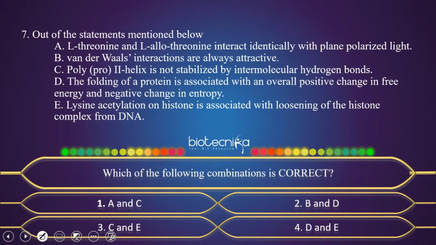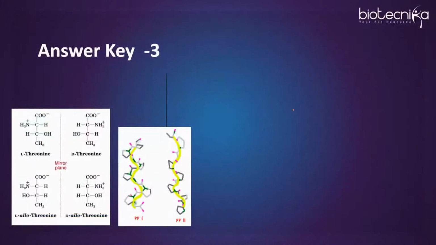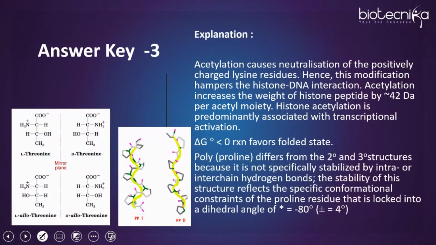Van der Waals interactions are repulsive at a distance lesser than 5 angstrom between atoms. And third one, this is also correct. We know acetylation on histone is associated with loosening of the histone complex from DNA, because acetylation is done on the lysine groups, which were supposed to be having positive charge, and that was giving the histone a positive charge, which was able to bind the negatively charged phosphate backbone containing DNA. So if the positive charge is made negative with acetylation, then they cannot bind the DNA anymore. And that will end up with the histones losing from the DNA complex. That is why here correct option is C and E. Okay. So this is your explanation.